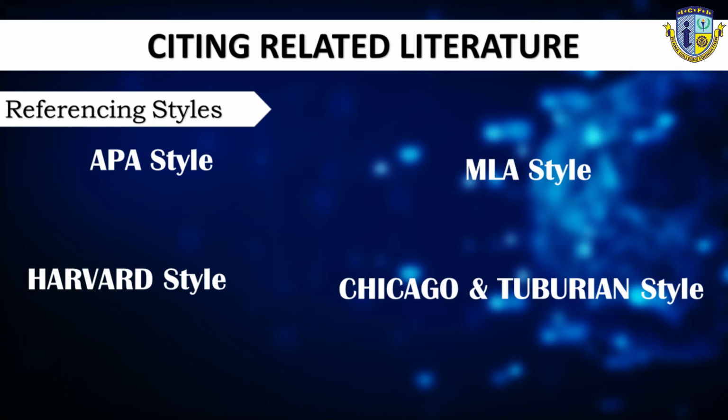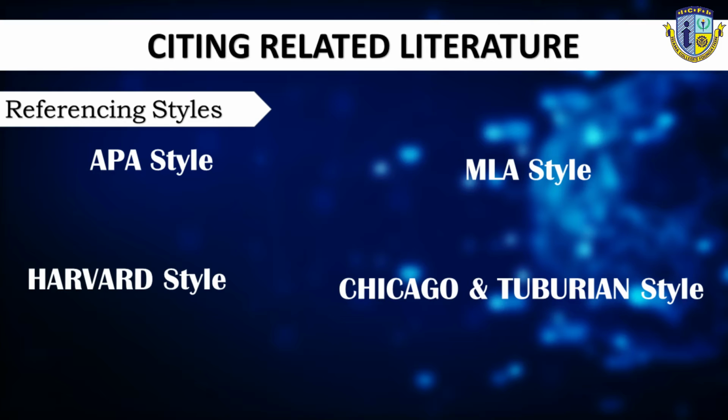Third, the Harvard style is very similar to APA. It is the most well-used referencing style in the UK and Australia. And lastly is the Chicago and Turabian. These are two separate styles but very similar. They are also widely used for history and economics.